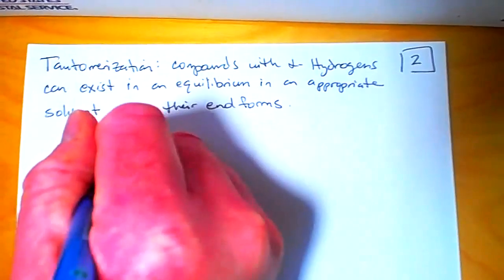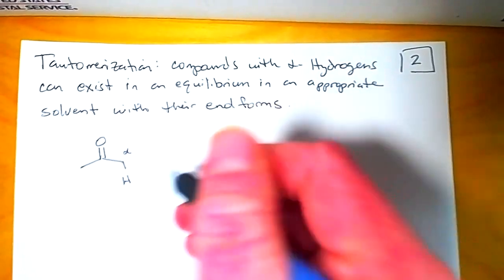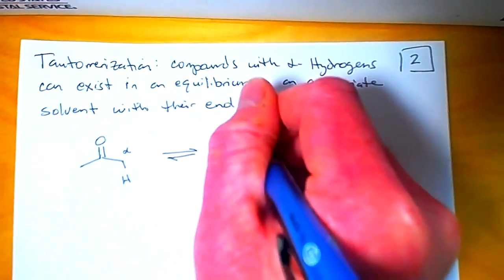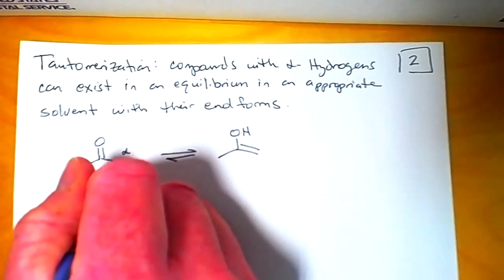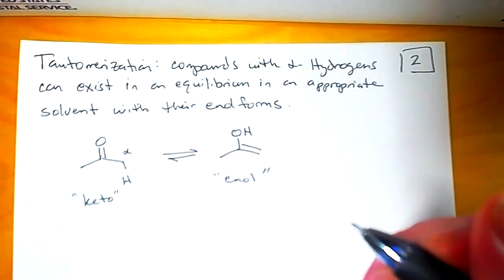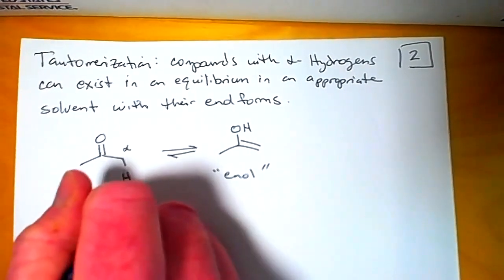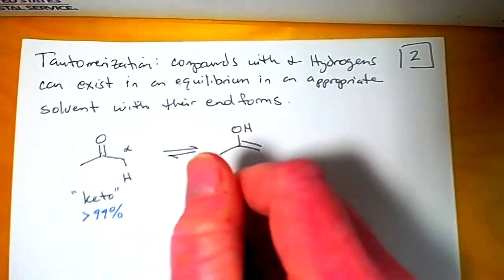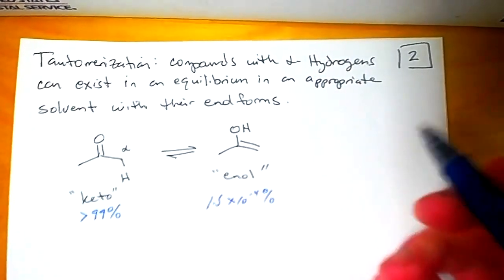Now, if you looked at acetone, acetone clearly has alpha hydrogens at this position here, and we were to consider its enol form, which would be this species. This is referred to as the keto with the carbonyl. This is the enol. All right. In this particular equilibrium, it turns out that over 99% of acetone exists in its keto form, but only about 1.5 times 10 to the minus 4% exists in its enol form.